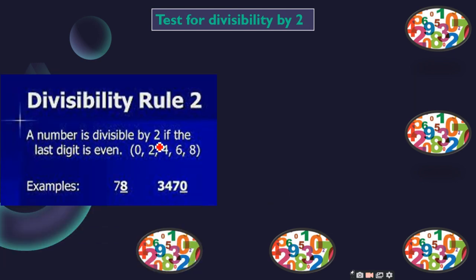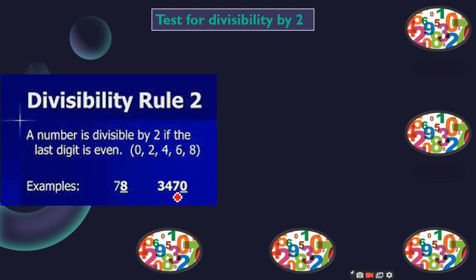A number is divisible by 2 if the last digit is even: 0, 2, 4, 6, 8. Digit means a single number. 0 to 9 are the digits. And from 10 we have formed the numbers. For example, 78. In this example we have two digits, 7 and 8. And we have to see the last digit. The last digit is 8, which is even. So this number is divisible by 2.